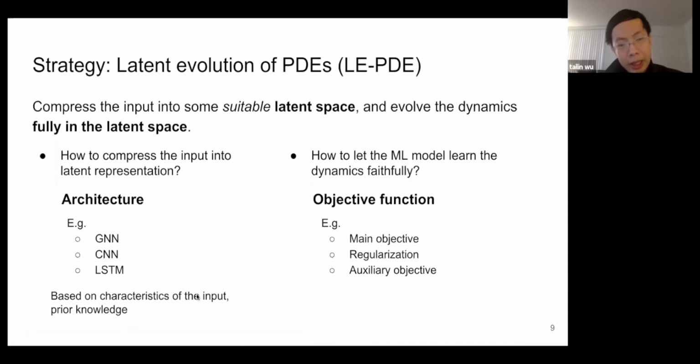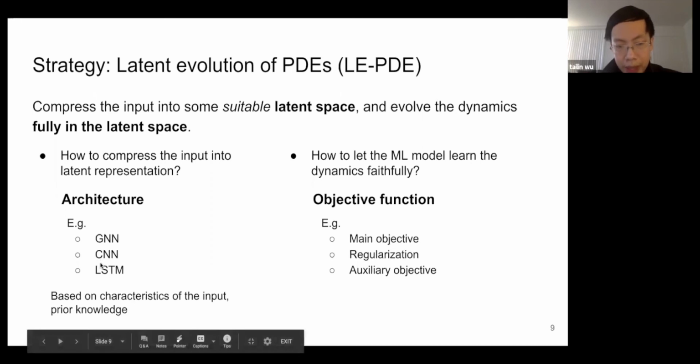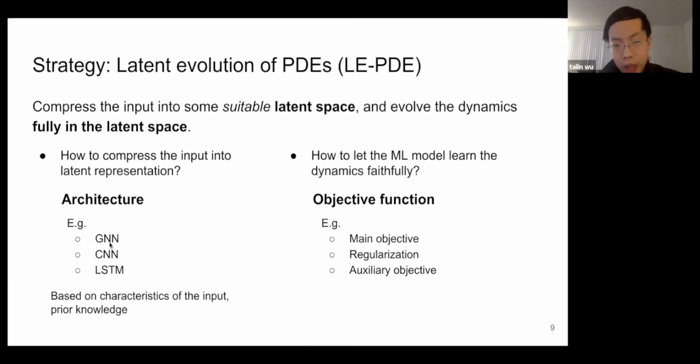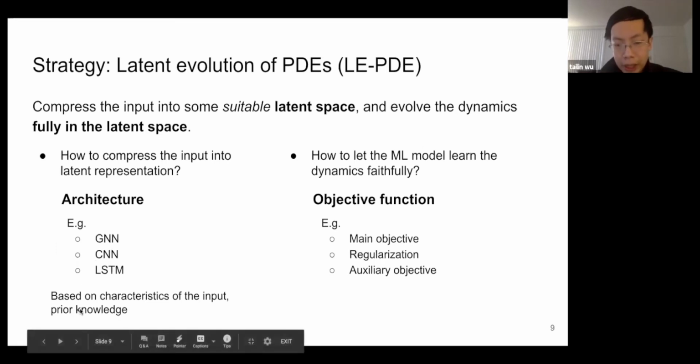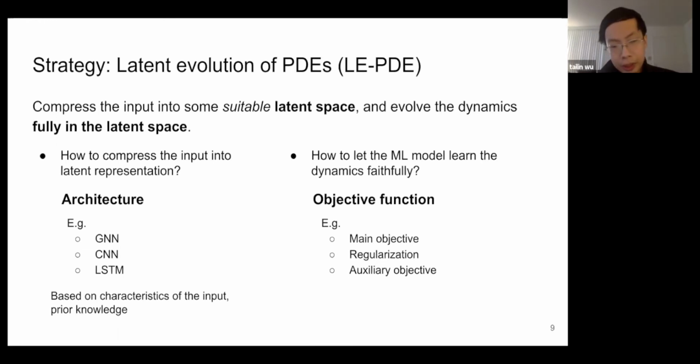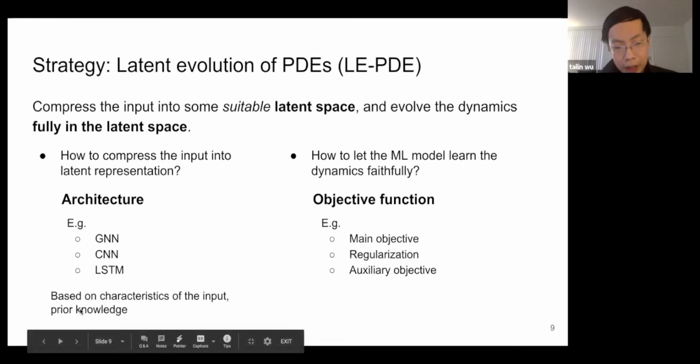For example, if the input is grid-based, then it is natural to use a convolutional neural network. But if the input is particle-based, then it is natural to use graph neural networks. And the choice of the architecture also depends on some prior knowledge. If we have some prior knowledge about some symmetries of the system, then we can also design the architecture to impose that symmetry so that it will learn better.